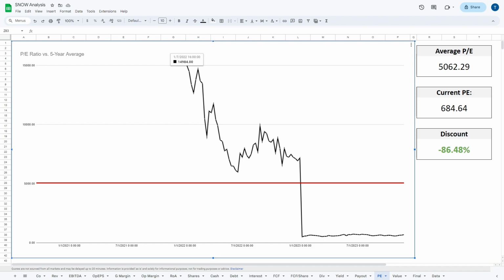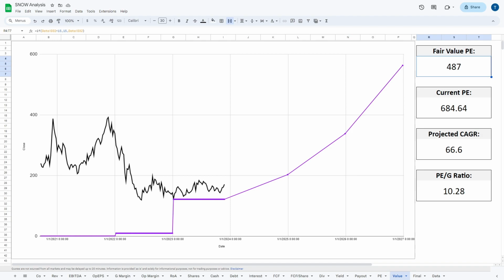But because of the growth of the company and a little bit of a price correction, we can see that the PE is now sitting at approximately 685. That is still exceptionally high, but if Snowflake continues to grow at such a rapid pace, we could see this number, 685, continue to drop just because the company is earning more and more faster than the stock price is increasing.